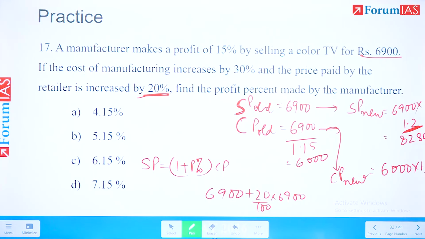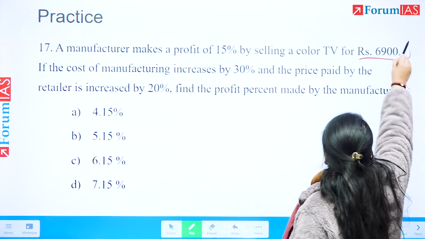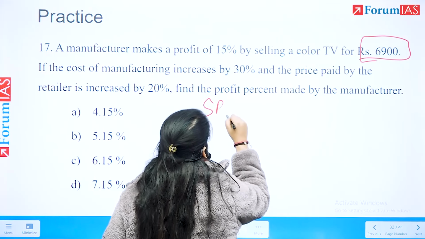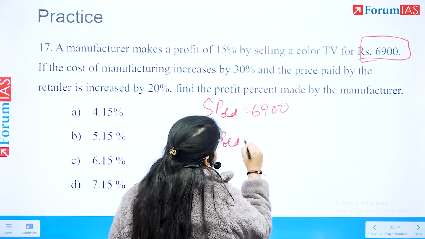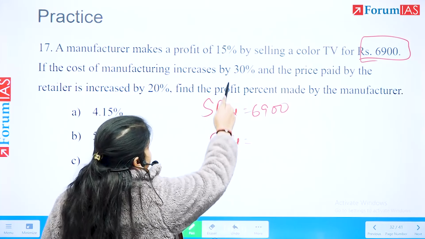So all that we had to do was see what was given to us. Once again, we are given the selling price old. Selling price old is equal to 6,900. This means cost price old will be what? Profit था 15% का, 15% का profit है. Selling price है 6,900. तो cost price क्या होगी? We know cost price is equal to selling price divided by 1 plus profit percentage. We know this already. Okay? I hope you all remember.